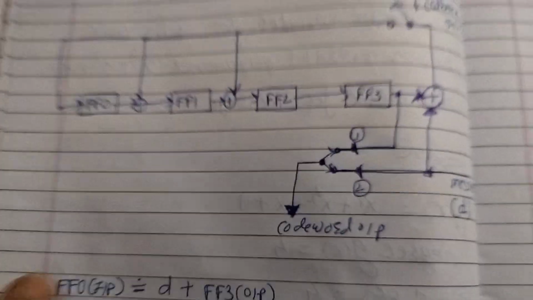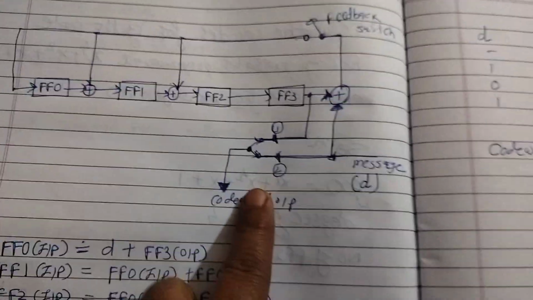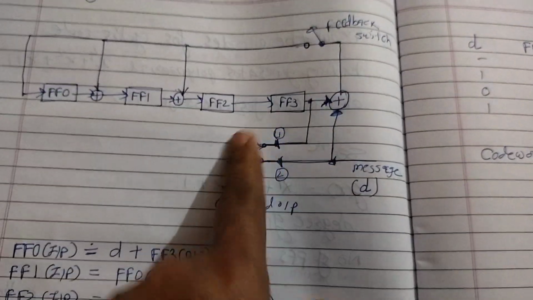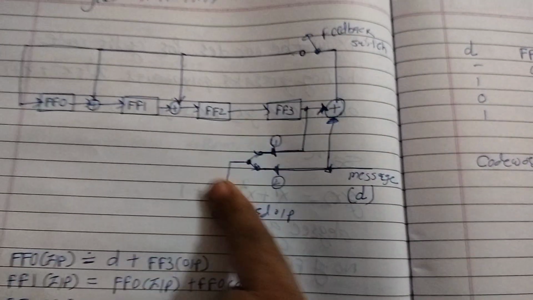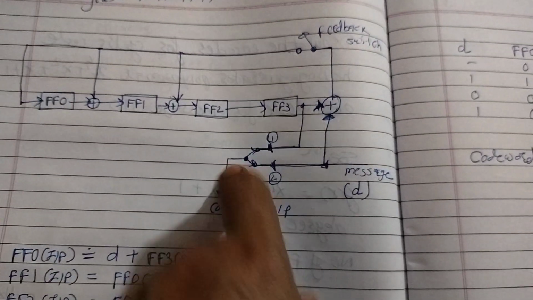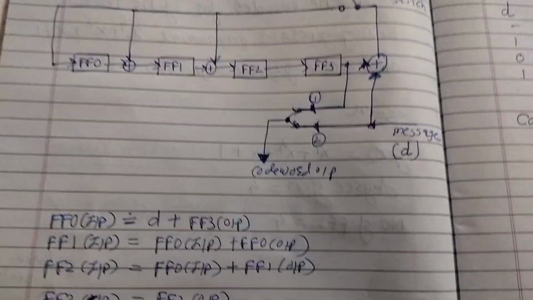So this is the diagram which we have already seen. So this portion, you learn by heart, this feedback switch also, so that will become easier to draw the circuit. Now let us see the equations.